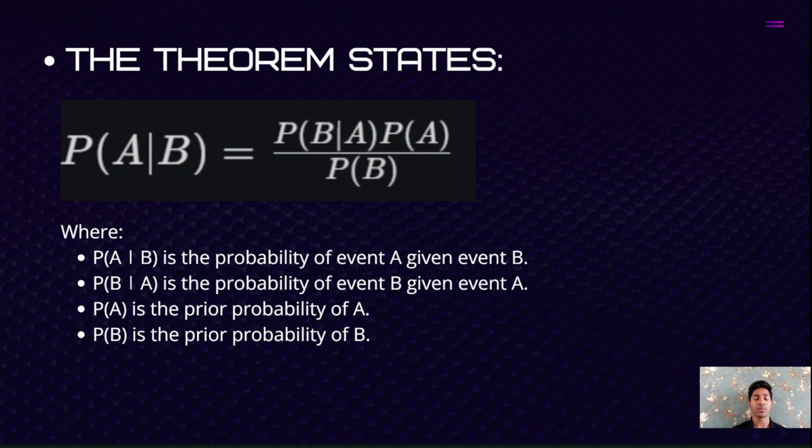Next we have the formula of the naive-Bayes theorem. This formula states that the probability of event A when event B is given is equal to the probability of event B when event A is given, multiplied by the prior probability of A, divided by the prior probability of B.